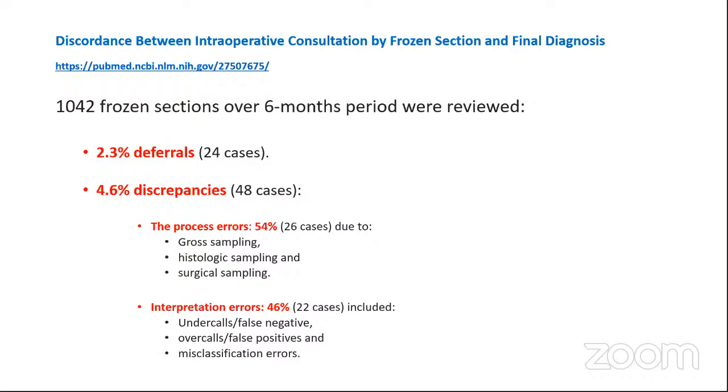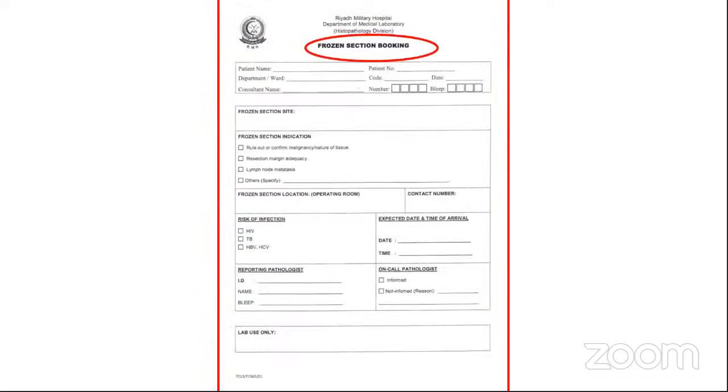So with this slide, I come to the end of my presentation, and I will show you the forms that are being used at the Prince Sultan Military Medical City. I want you to be familiar with these forms, and the OR staff have to be familiar with these forms, so we can have better communication and better information from the other part of the team.